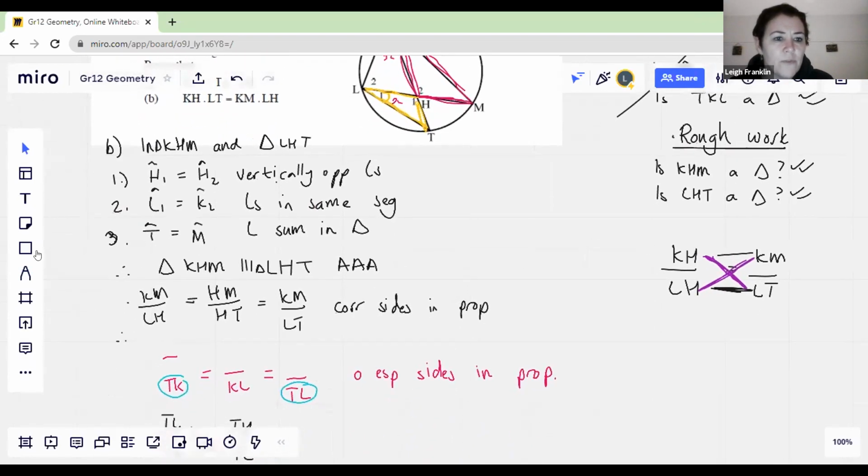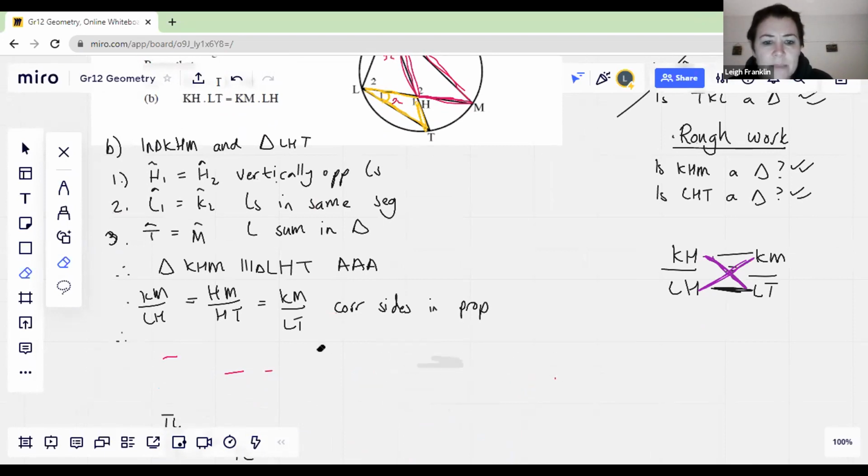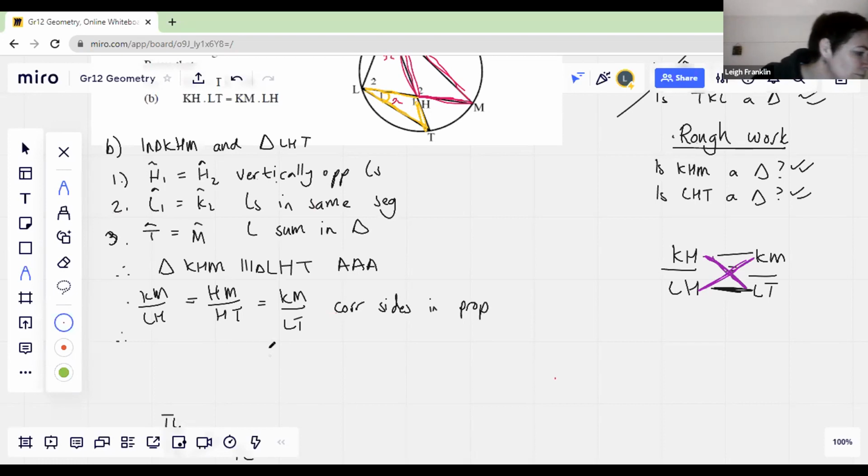Okay, now what did they want from us? Let's just clear this from the previous time. They wanted KH times LT and KM times LH. So again, let's go and get some color and let's highlight the ones that we want. Let's get some pink. So we want KH, right? Where do you see a KH? Oh, you know what? It's me. Silly. That's supposed to be KH. Sorry, guys. There. So KH was the first two.